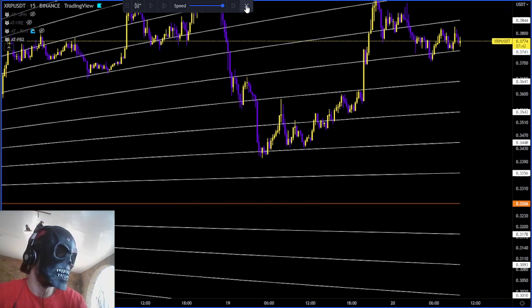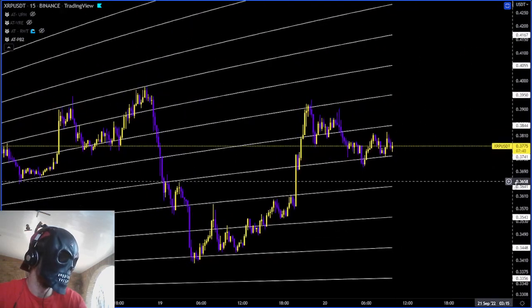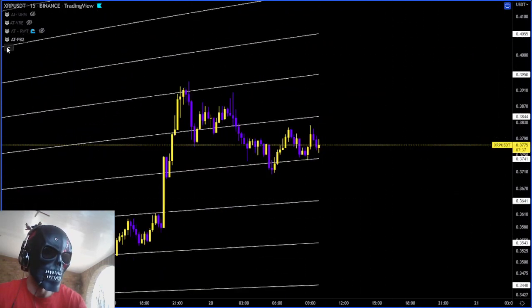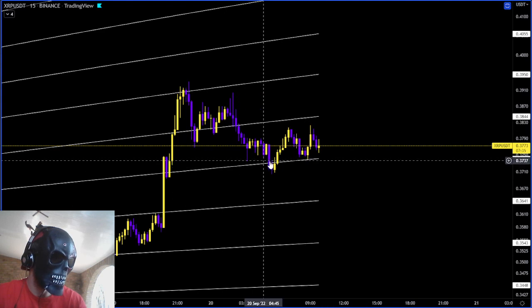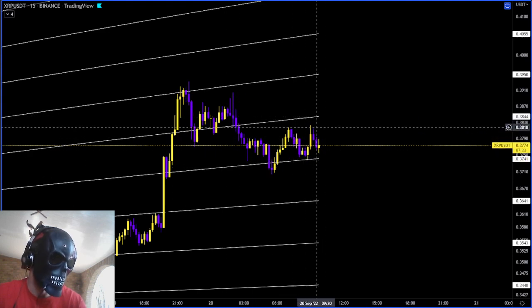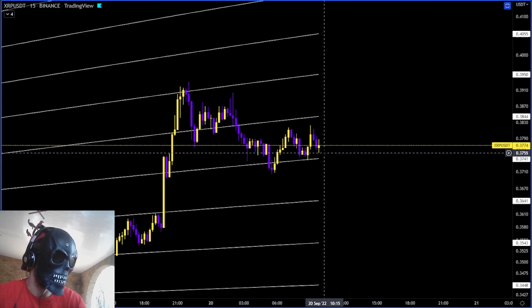We have some PB coin levels up over here, and the general idea is you start closing above the PB coin, you want to go test to the upside. You start closing below this PB coin, you want to go test to the downside.